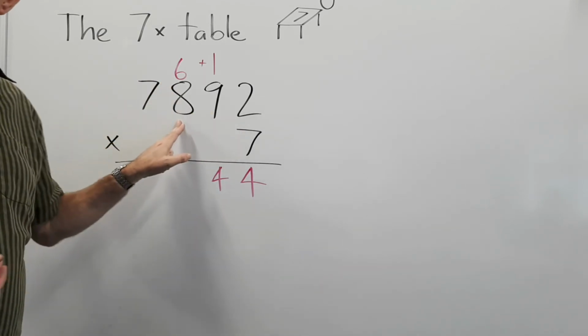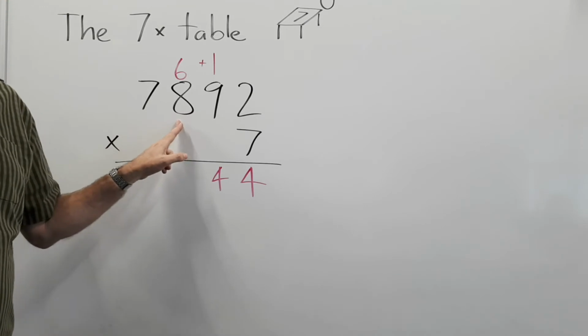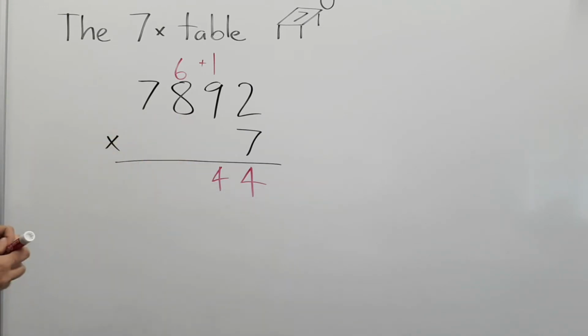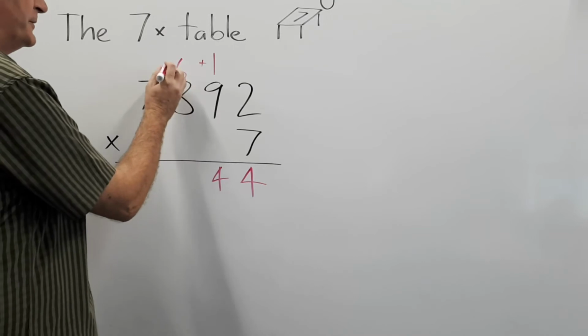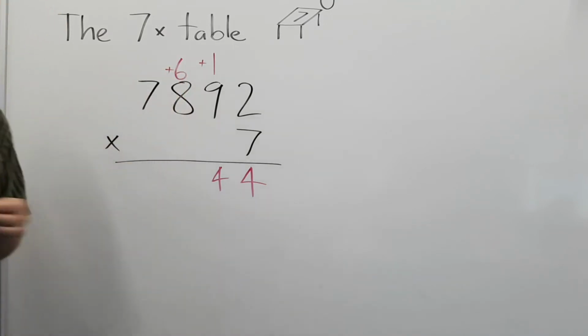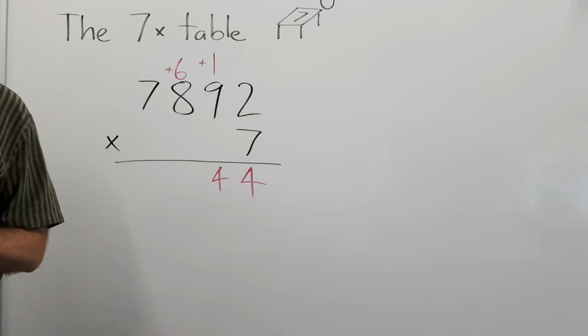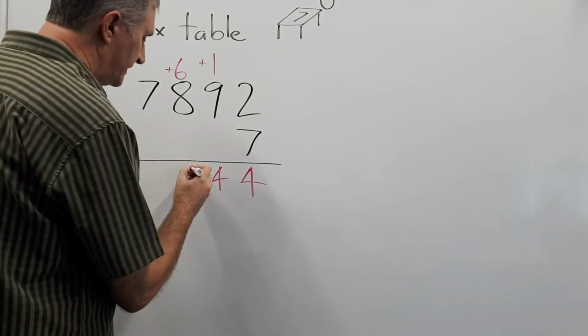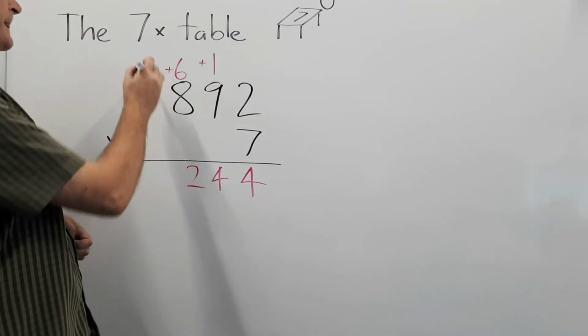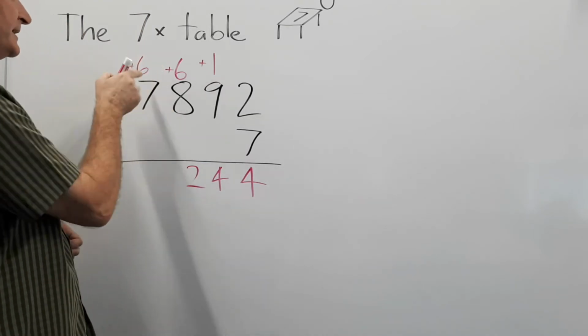7 times 8, anyone remember? It's one of our favourites. 56. Well done in the back corner there. 56, and then it's going to be 56 plus 6. Who can do that in their head? 62. 62, good. So 2 goes down there with the other hundreds. And then your 6, I'm going to add that later once we're done.